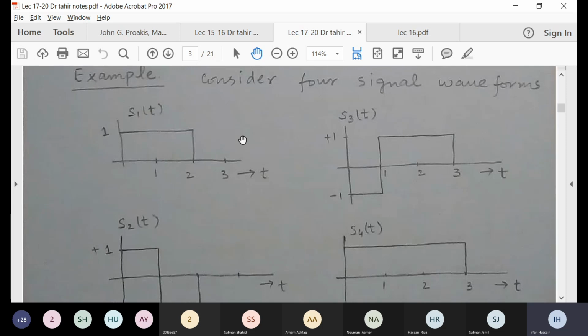So S3 on S1, you can see this will be negative, the second portion will be positive, and this will be 0 because there is no 2 to 3 here. This product will be 0. So their products will give you minus 1 plus 1, this will be 0.